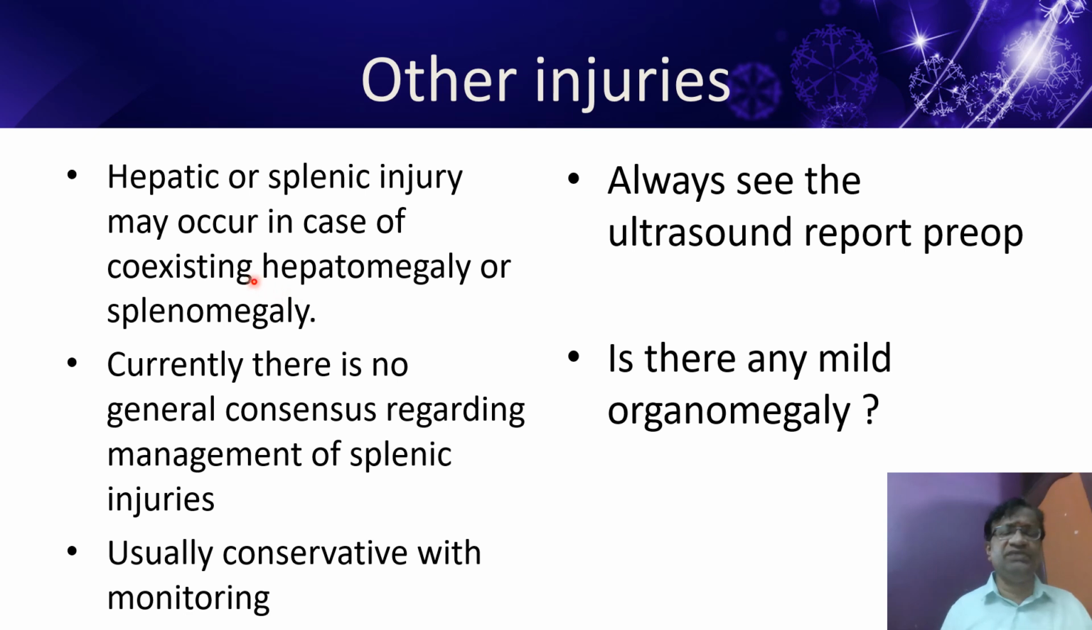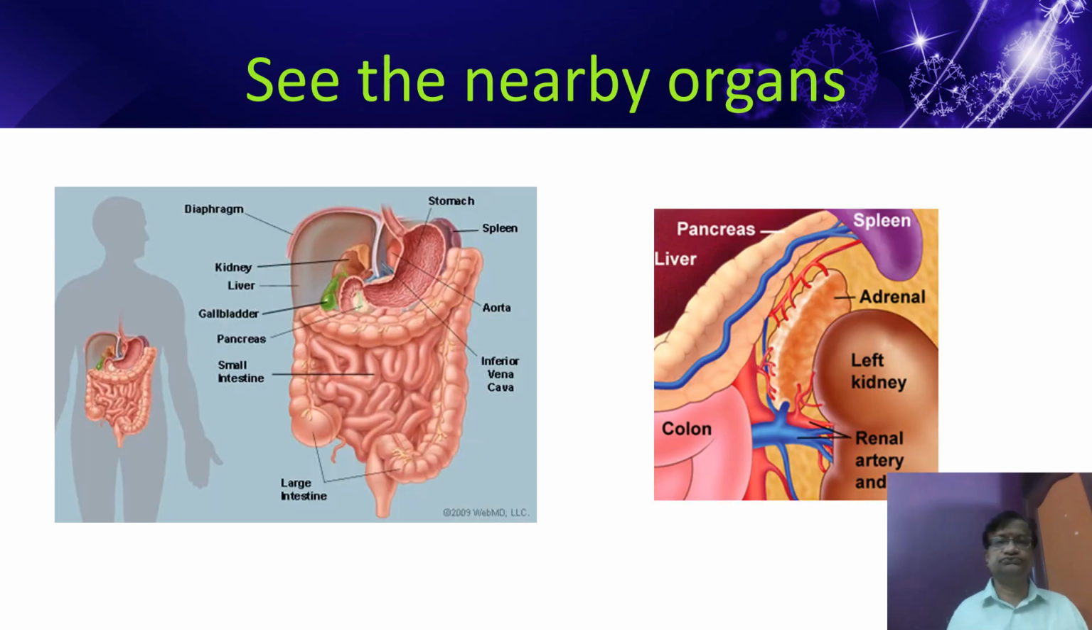Hepatic or splenic injury may occur because sometimes there may be small hepatosplenomegaly. Management of splenic injury, yes. You see the ultrasound report. If there is any organomegaly, very important, left side too. If there is any splenomegaly associated, where is the pleura? All these things anesthetist should know.